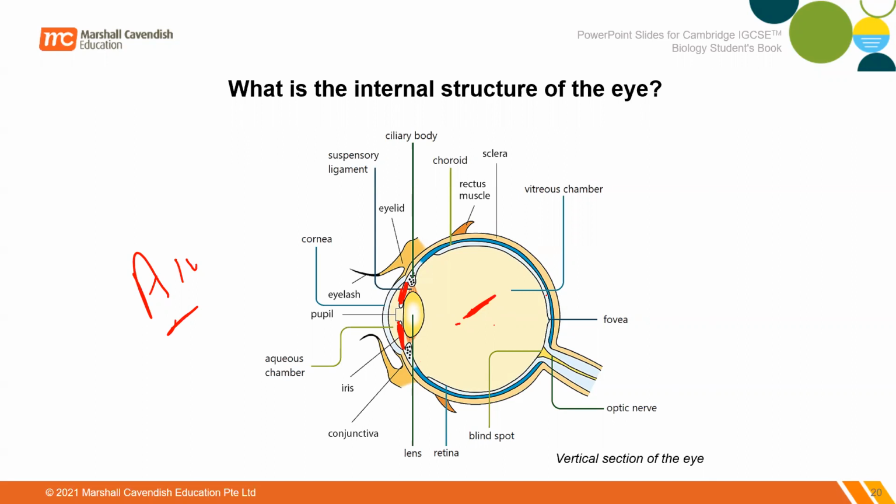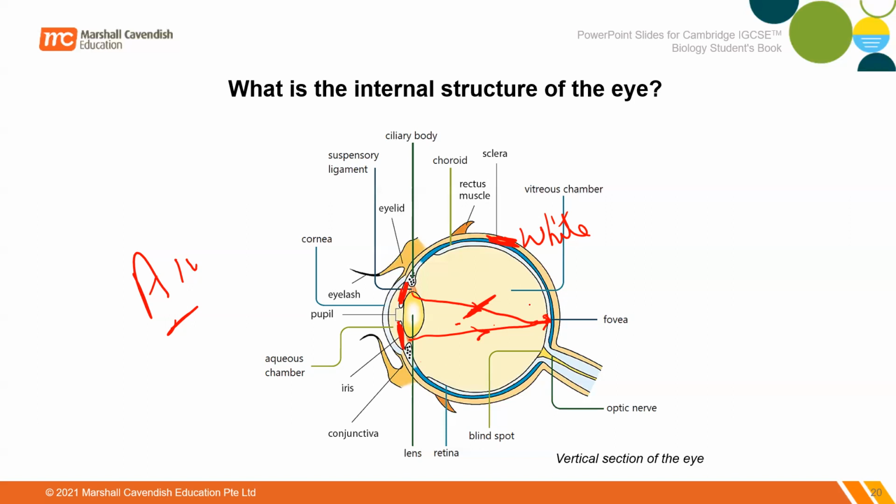Now we move to the back side of the eye. On the back side we have the sclera. The sclera is the white part of the eye. And we have an area here called the fovea, which is the point that the light will bind at. So if you are asked what the main function of the fovea is, it is the point on the retina where the light is refracted to bind.